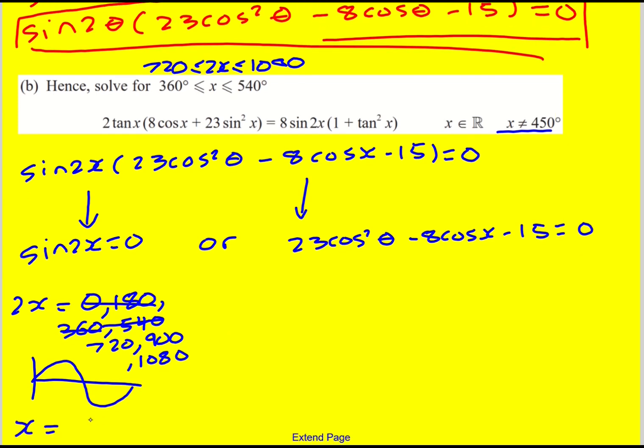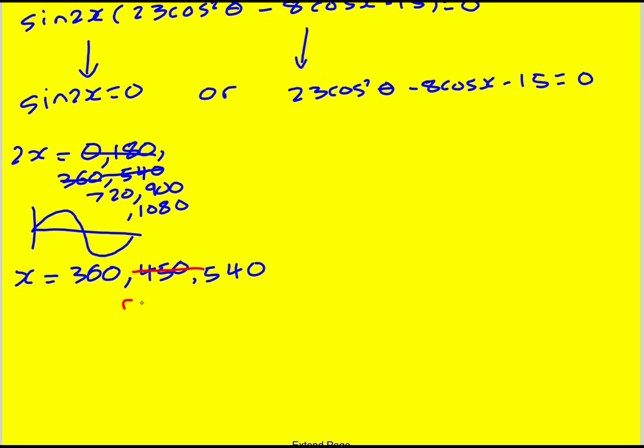That means x is going to be 360, just divided by 2 now, 450, or 540. But this is where the 450 comes in, actually. We are told that it can't equal that, so I'm going to reject it. In fact, you have to make sure you do that.